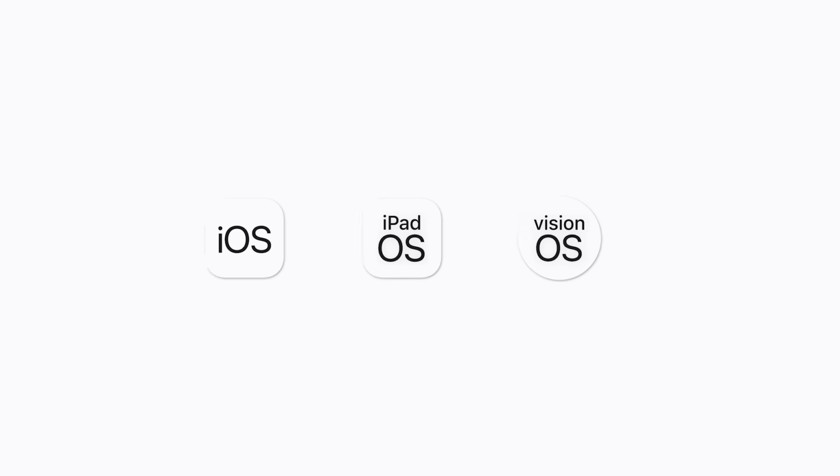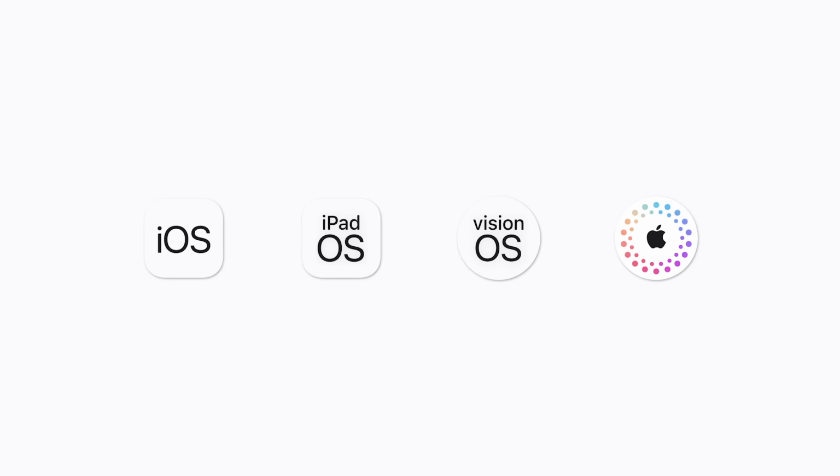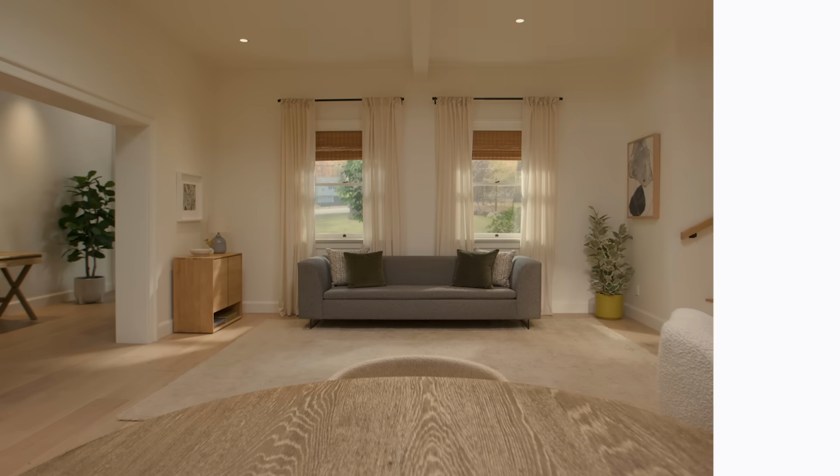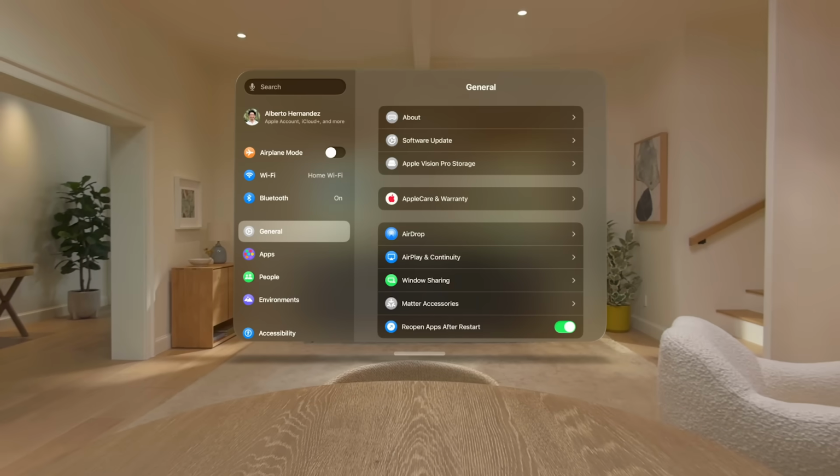Before you begin, your devices should be updated to the latest operating system. They need to be signed in to the same Apple account using two-factor authentication and have Wi-Fi and Bluetooth turned on. The first time you do this, you'll also need to turn on a setting on your Apple Vision Pro.